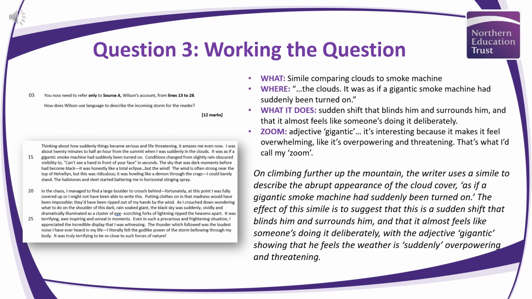So my paragraph as a whole would end up looking something like, on climbing further up the mountain, the writer uses a simile to describe the abrupt appearance of the cloud cover, as if a gigantic smoke machine had suddenly been turned on. The effect of the simile is to suggest that it's a sudden shift that blinds him and surrounds him, and that it almost feels like someone's doing it deliberately, with the adjective gigantic showing that he feels the weather is suddenly overpowering and threatening.